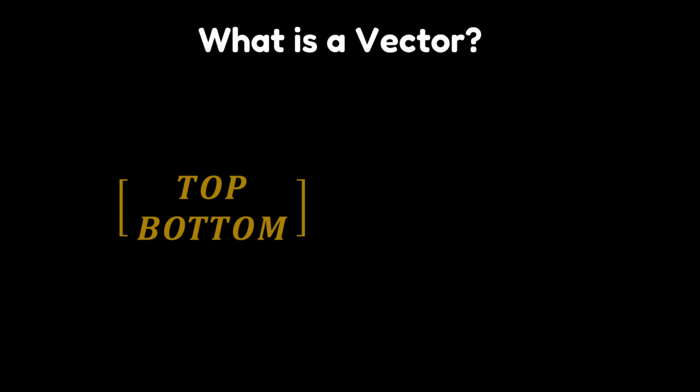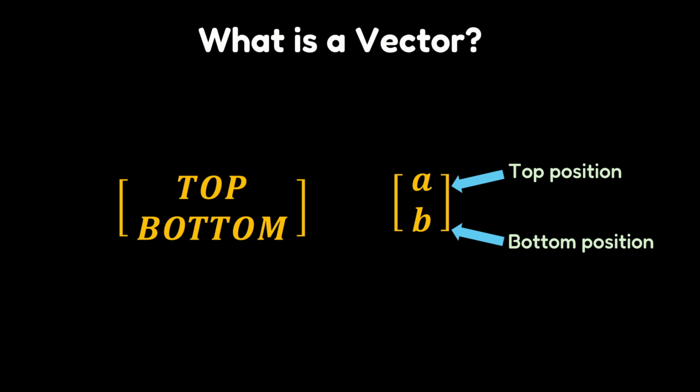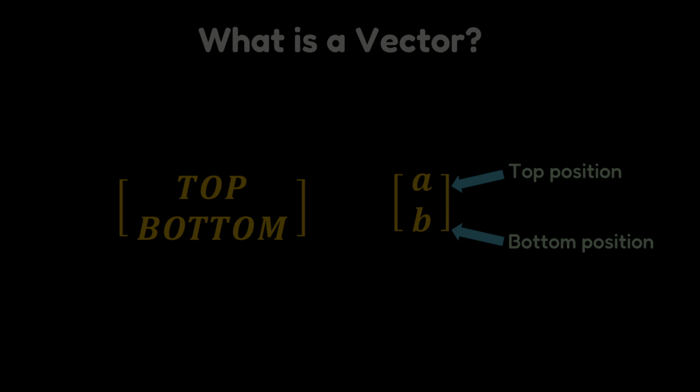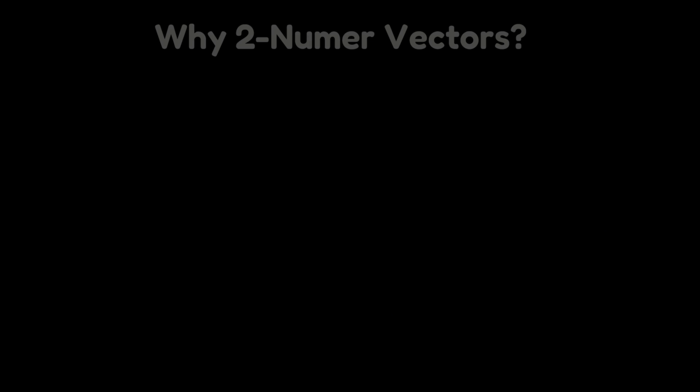For our purpose, think of a vector as a little container that holds a list of numbers. That's it. If the vector has two numbers, you can imagine it like a top position and a bottom position. So a two-number vector is simply like A at top and B at bottom. Nothing more.